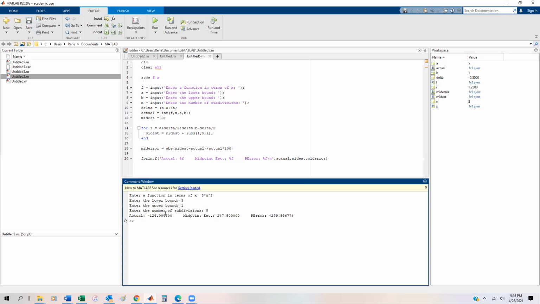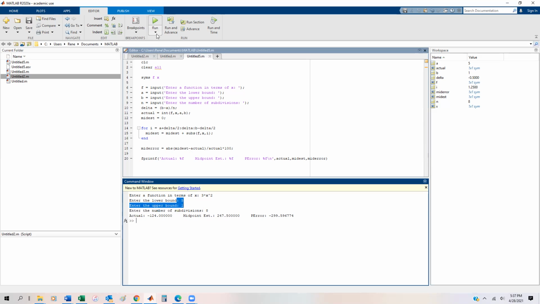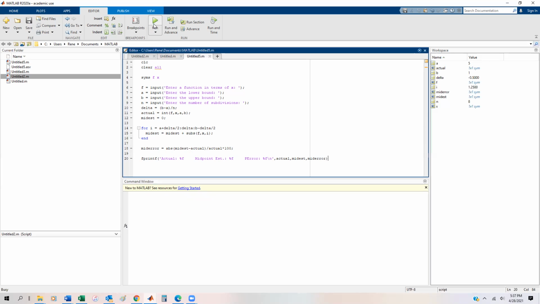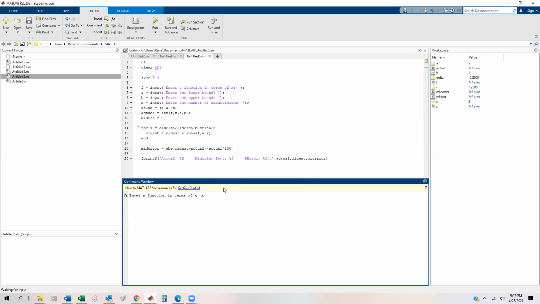So now this one gives us negative 124, which is the actual value, and then we have this midpoint estimate, which is way off. So there might be something wrong here, or it might not be. Maybe the value is just too large. Concerning that we got this negative value for the integral, but regardless, that's because I put the lower in first and the upper bound second, so that does make sense. So let's try it again. Let's just use a smaller value. Let's say x squared, and let's say the lower bound is 1. Let's say the upper bound is 3, and let's use 8 subdivisions.